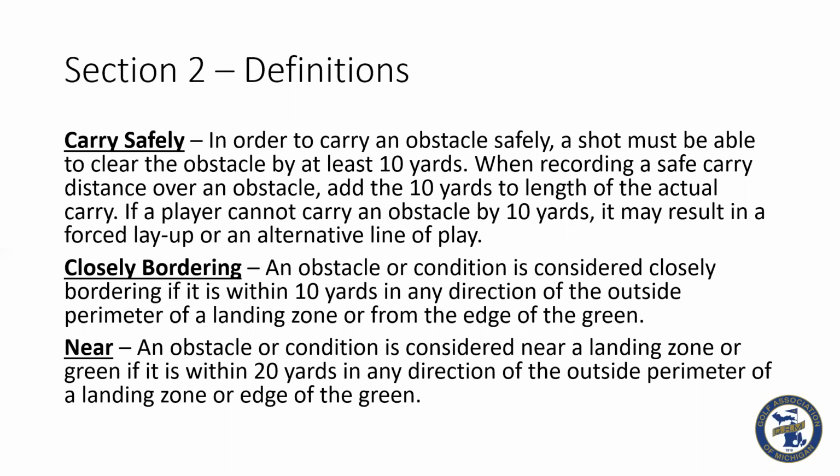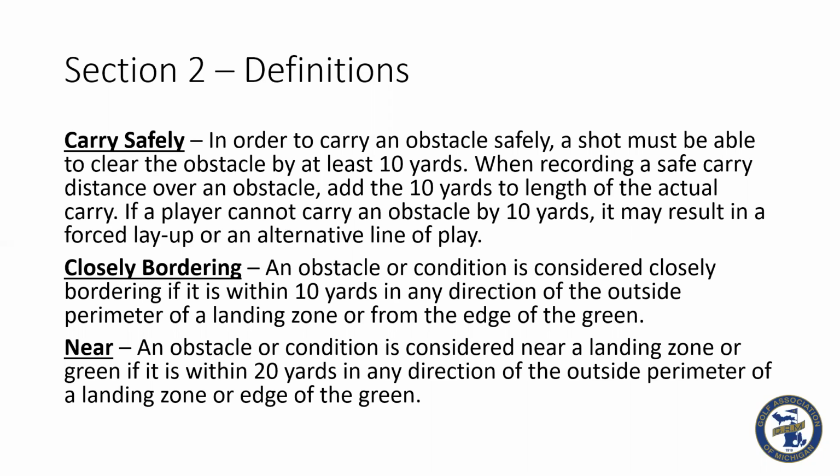The other kind of spatial definition here is closely bordering, and that is when an obstacle or condition is considered closely bordering if it's within 10 yards in any direction of the outside perimeter of a landing zone, or from the edge of the green. And so typically the most common application of this is when we're talking about greenside bunkers. In order for a bunker to be greenside, it needs to be closely bordering the green, so it needs to be within 10 yards of the edge of the green. And we'll show you an example of one that would be a greenside bunker and one that wouldn't be.